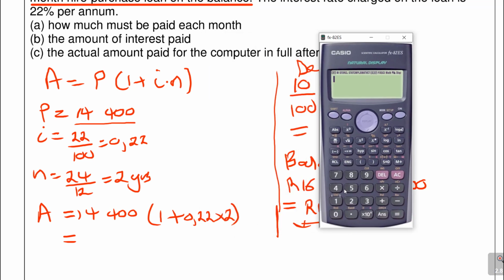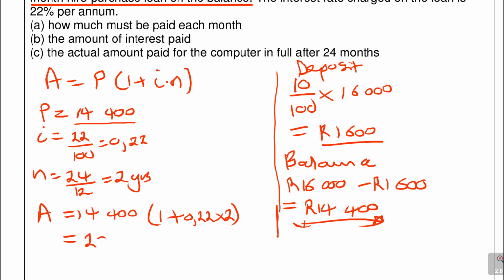So we're going to say 14,400 bracket. Am I right? This is 1 plus 0.22 times 2. See that's equal to. So look at the amount of money you're going to pay. You're going to pay 20,736. Remember, this is money, it's in rand. So you borrowed 14,400, but you're going to pay 20,736 after 24 months.